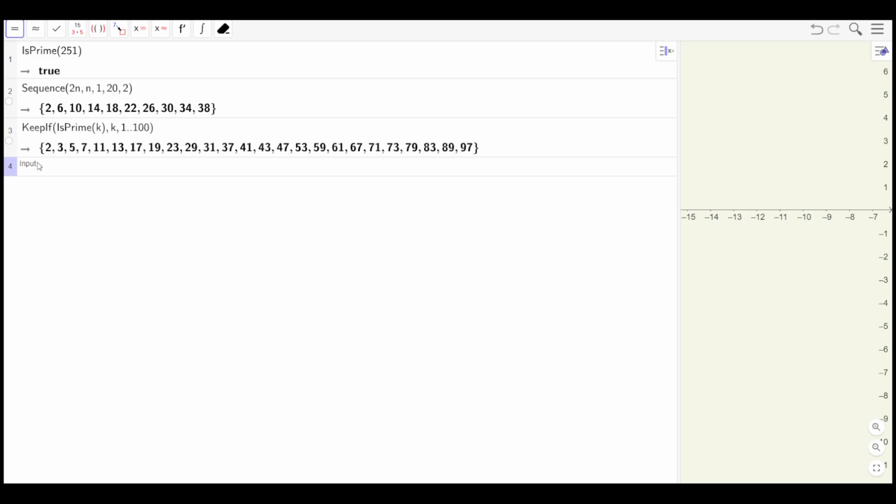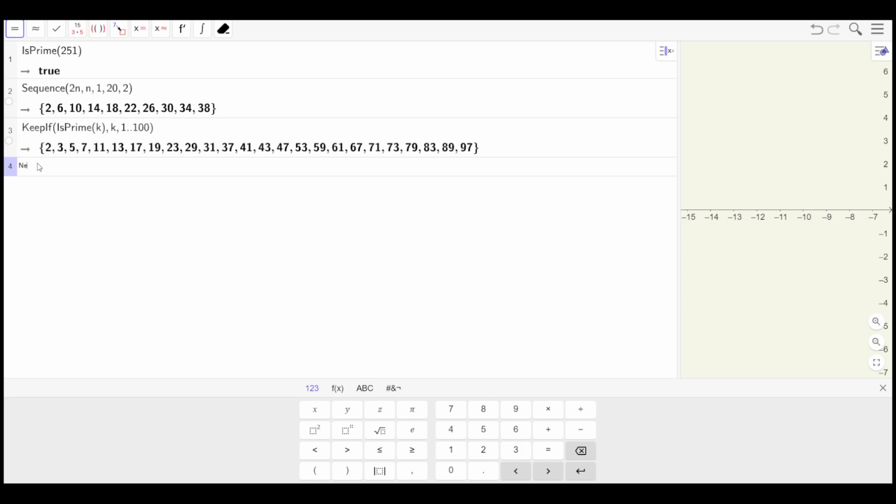For example, I think there is NextPrime. Yes, you see NextPrime. For example, let me write 19. What is the next prime after 19? It is 23. So something like this. But I mean, KeepIf with IsPrime is a good thing to know about GeoGebra for this lesson.